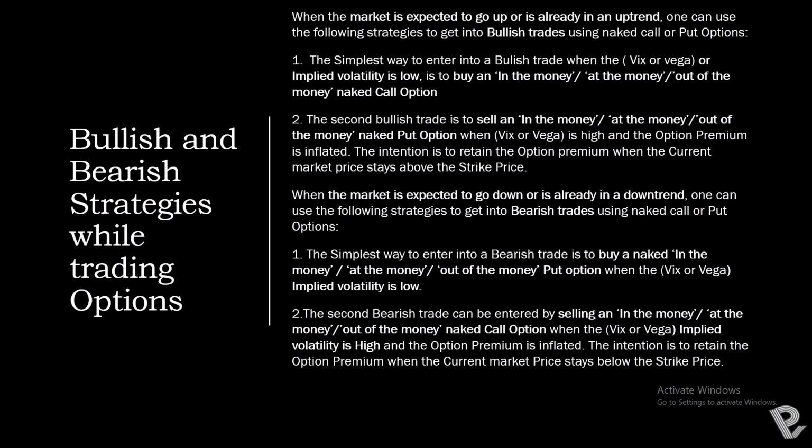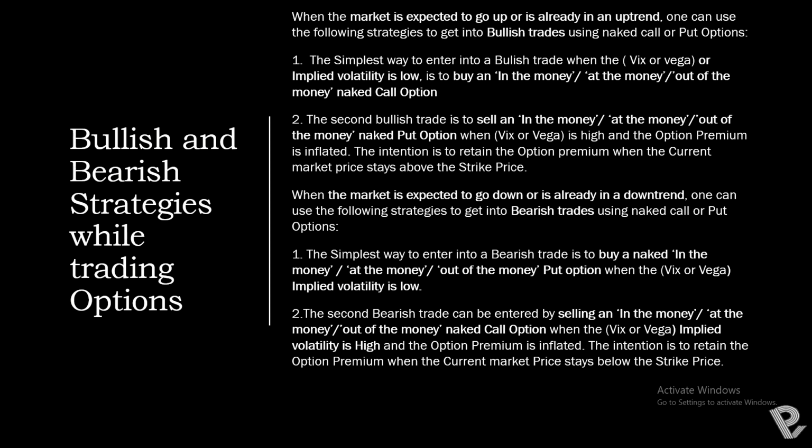Bullish/bearish strategies while trading options. When the market is expected to go up or is already in an uptrend, one can use the following strategies to get into bullish trades using naked call or put options. The simplest way to enter into a bullish trade when the VIX/Vega/implied volatility is low is to buy an in the money/at the money/out of the money naked call option.